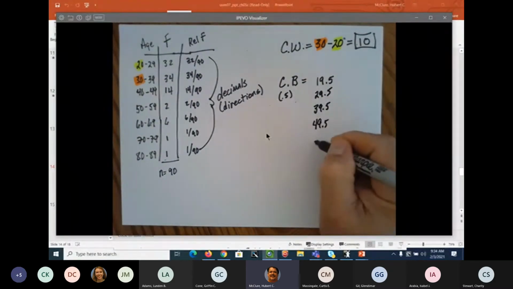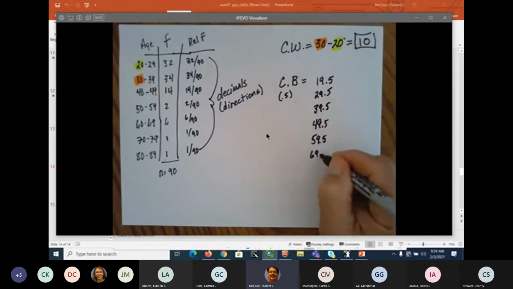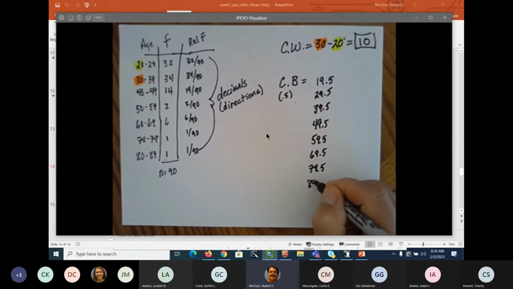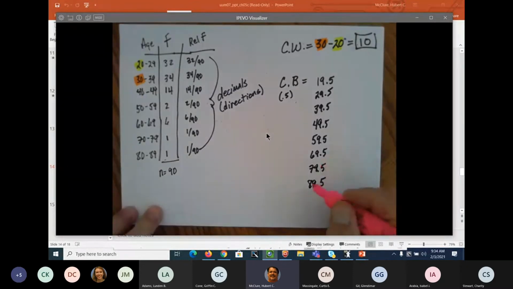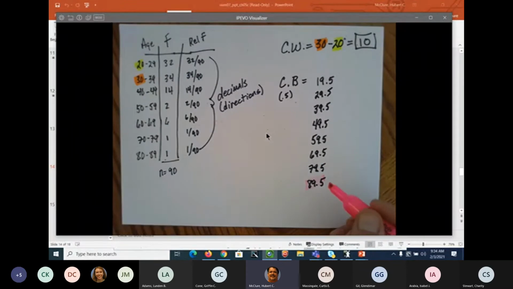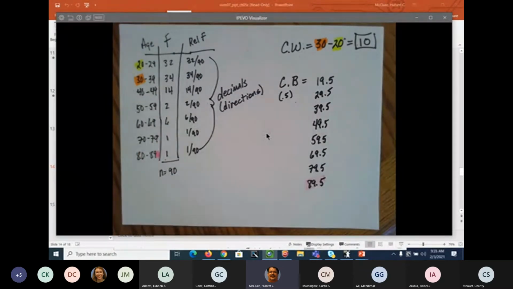49.5. 59.5. 69.5. 79.5. 89.5. And I'm going to do 89.5, but I'm going to highlight it pink because some books or some test questions may have an extra blank on the last one because they're wanting it right there also.